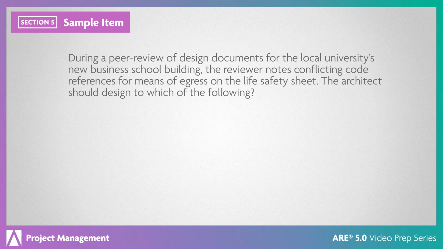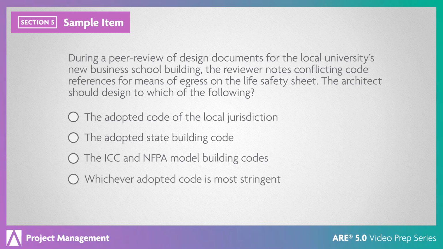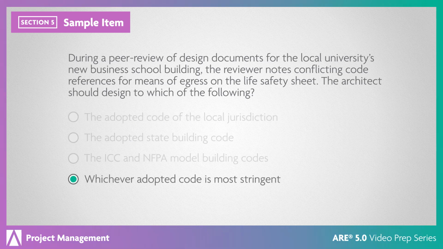During a peer review of design documents for the local university's new business school building, the reviewer notes conflicting code references for means of egress on the life safety sheet. The architect should design to which of the following: the adopted code of the local jurisdiction, the adopted state building code, the ICC and NFPA model building codes, whichever adopted code is most stringent. This is the correct answer.